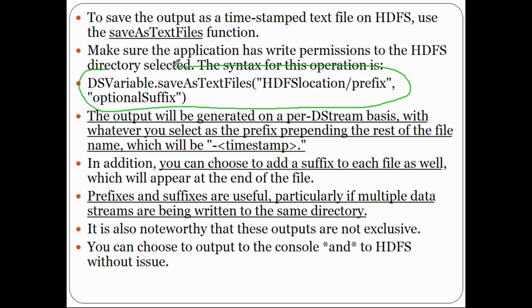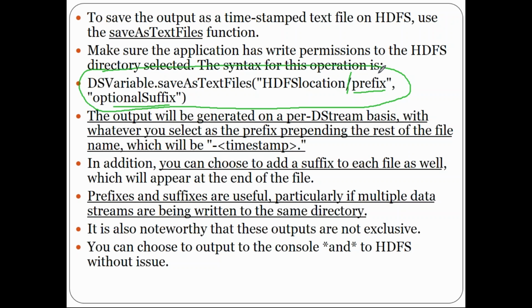This is nothing but your HDFS location, comma, prefix, and optional suffix. For the prefix you will mention your name, and the optional suffix, if you want, you can put it. The output will be generated on a per DStream basis, with whatever you select as prefix prepended to the rest of the file name, which will be the timestamp. In addition, you can choose to add a suffix to each file as well, which will appear at the end of the file name. Prefixes and suffixes are useful, particularly if multiple data streams are being written to the same directory. Okay. It is also noteworthy that these outputs are not exclusive. You can choose to output to the console and to HDFS without any issue.